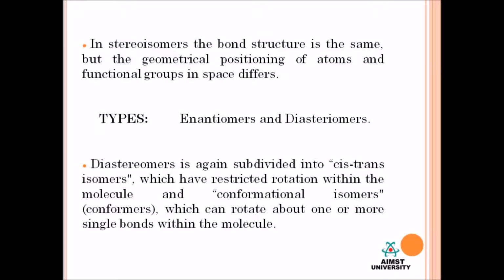So, stereoisomers are of two types, enantiomers and diastereomers. Diastereomers are again divided into two types, that is, cis-trans isomers and conformational isomers. Cis-trans isomers have restricted rotation within the molecule, whereas conformational isomers can rotate about one or more single bonds within the molecule.